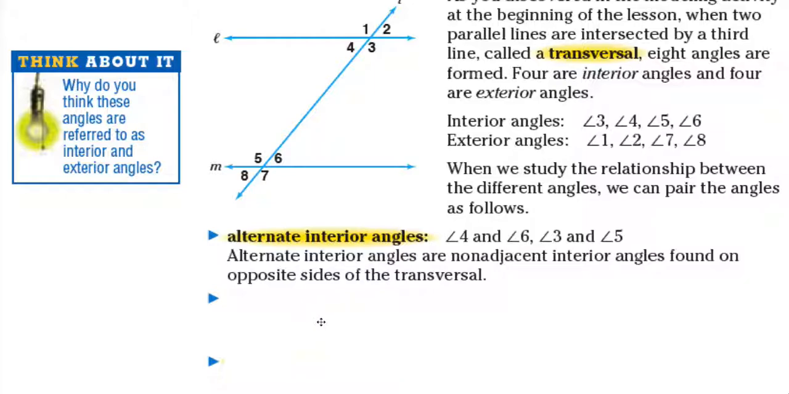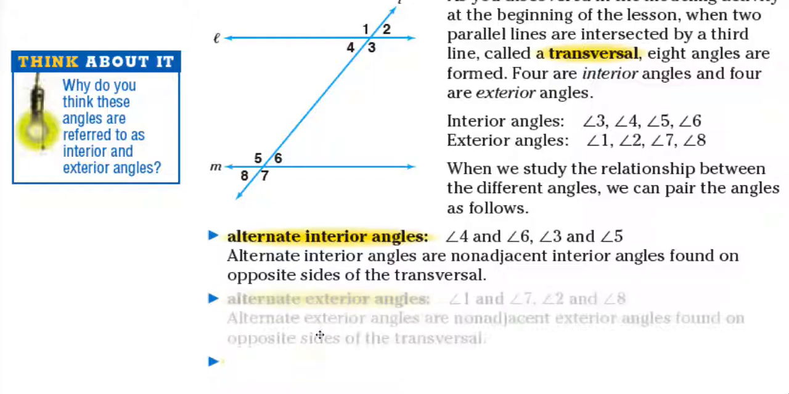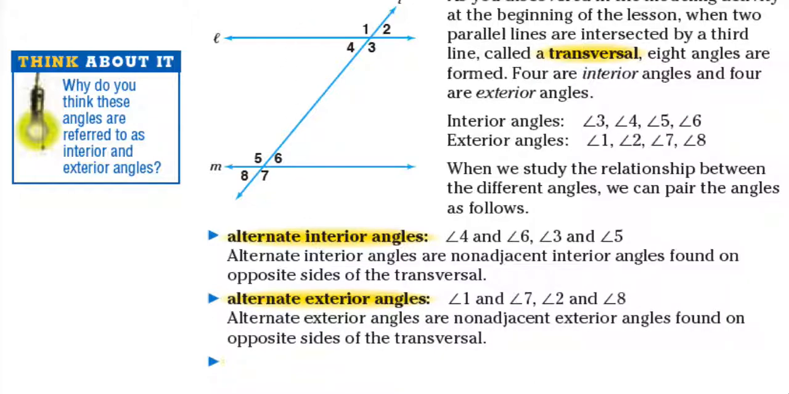So if you have alternate interior angles, we also have alternate exterior angles. In this case, angle 1 and angle 7 are alternate exterior angles. Angle 2 and angle 8 are alternate exterior angles as well. And just like alternate interior angles, alternate exterior angles also are congruent.